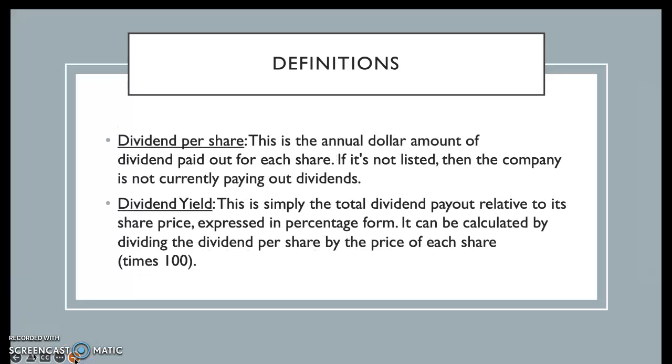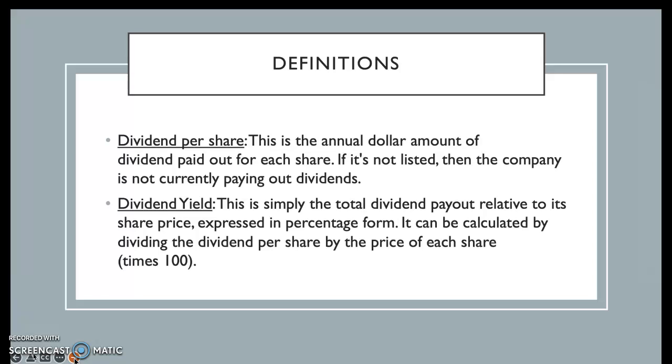The dividend per share. Now, dividends are what stockholders are paid as part of profits of a company. So dividend per share is the annual dollar amount of the dividend paid out for each share. If it is not listed, the company is not currently paying out dividends for a whole host of reasons. It could be that the company doesn't have any profit. It could also simply mean that they are taking their profit and reinvesting into the company.